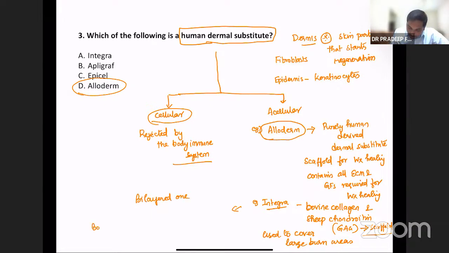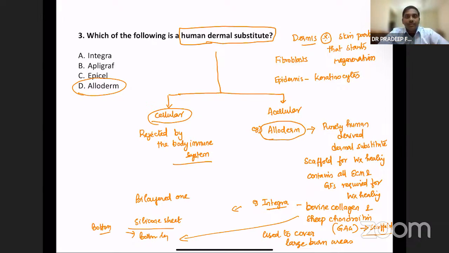The bottom layer forms the dermal scaffold, and over which you will have a silicone sheet. This will prevent the wound from exudating. It will prevent the wound from losing all the nutrients. So after 2 weeks, this silicone sheet will detach from the bottom layer, and over which you can place a split thickness skin graft, and the wound will heal fantastically. So this is the application of Integra. It is commonly used in partial thickness burns, particularly deep partial thickness burns, to act as a scaffold.